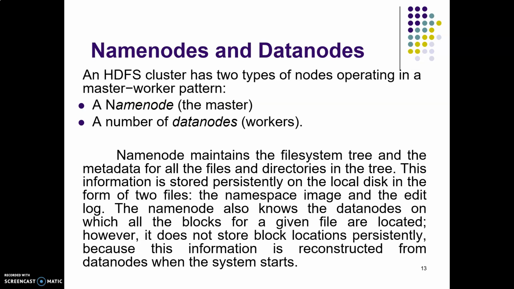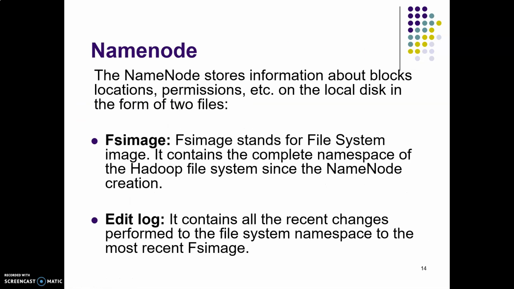As I have told already, name node is the one which contains the information about the data, but not the exact data. So for that reason we say that it does not store any block locations persistently. This information is reconstructed from data nodes when the system starts.